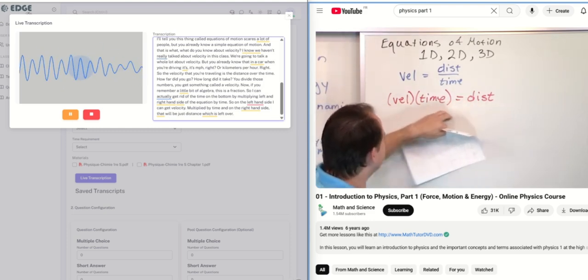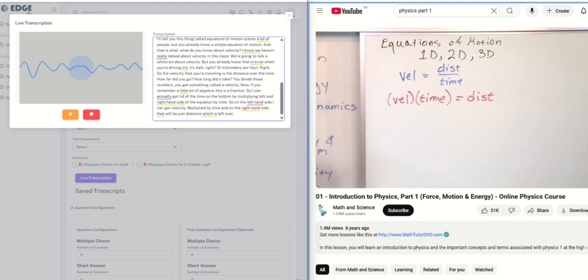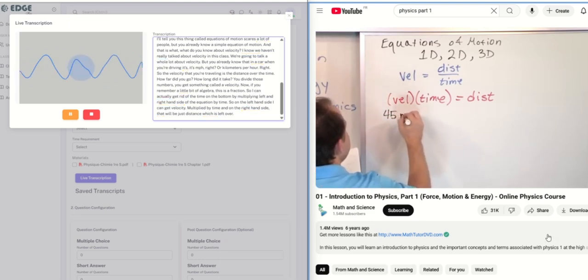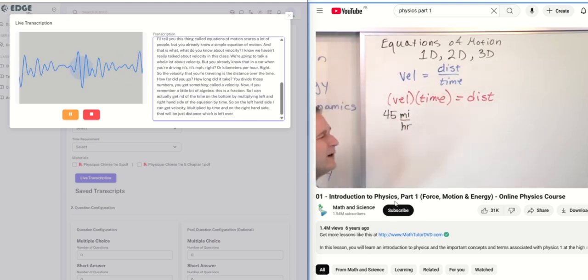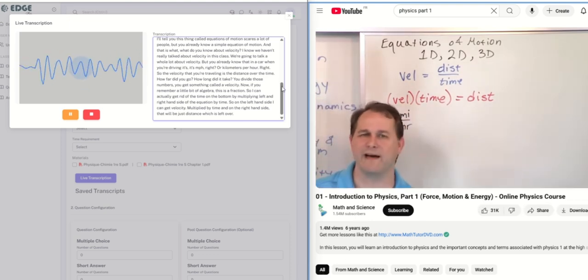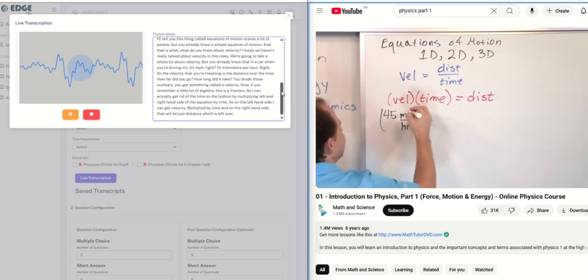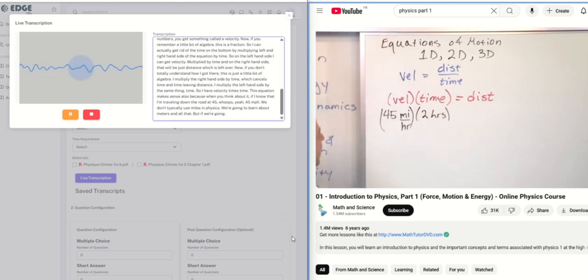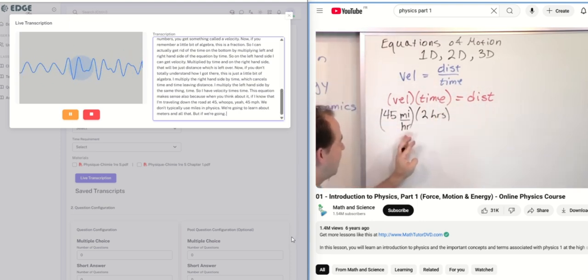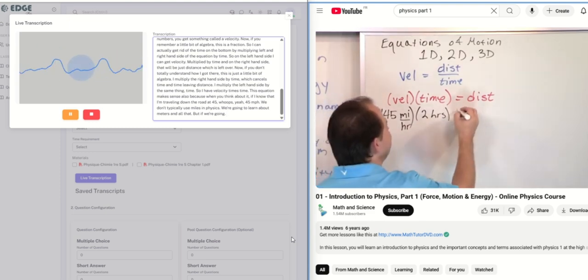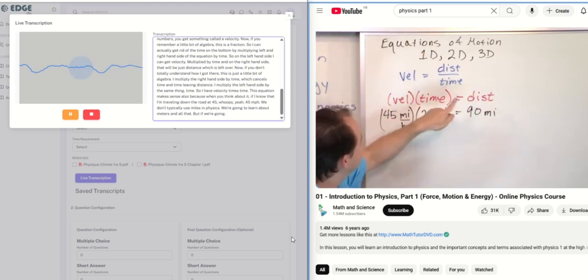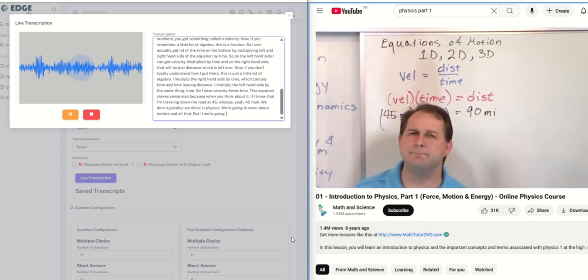This equation makes sense also because when you think about it, if I know that I'm traveling down the road at 45 miles per hour, we don't typically use miles in physics. We're going to learn about meters and all that, but if we're going a speed or a velocity of 45 miles an hour, and I'm traveling down the road for 2 hours, how far did I go? Think about it. I'm going 45 miles every hour, and I'm multiplying by the 2 hours because every hour I go another 45 miles. So that should be clear that this is 90 miles that I've traveled. This thing here, distance is equal to velocity times time, that's just a very simple equation of motion.